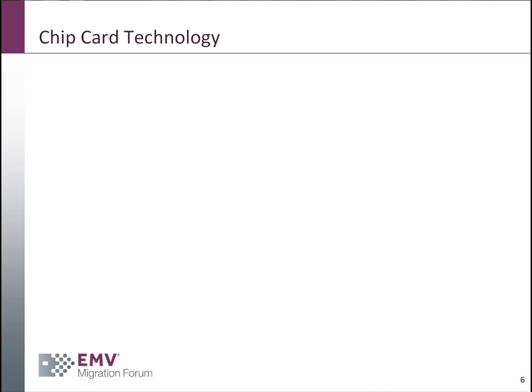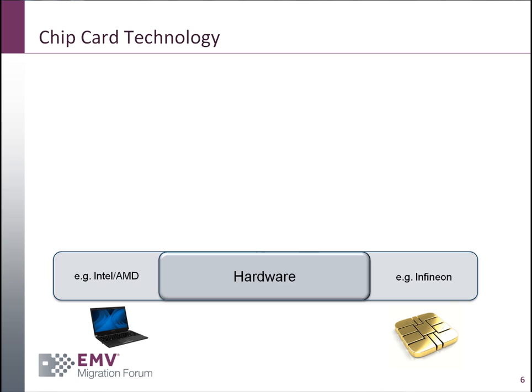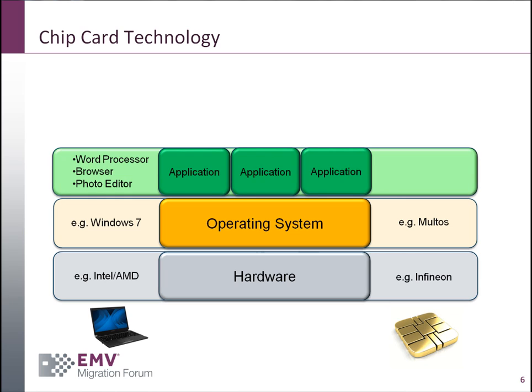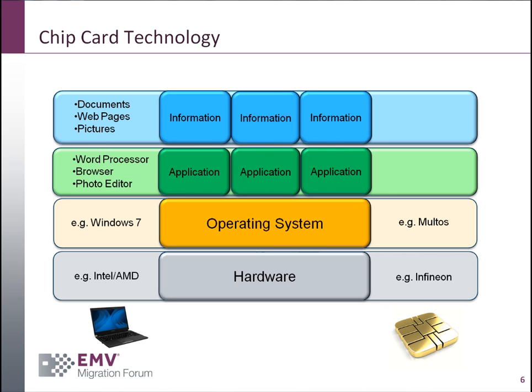With the introduction of chip technology, a payment card will actually contain a microprocessor, which has many similarities to your PC or laptop. They both have hardware, and they both have an operating system. Your computer can support multiple applications, such as a word processor, browser, and photo editor. Each of these applications supports different types of files, which contain data.